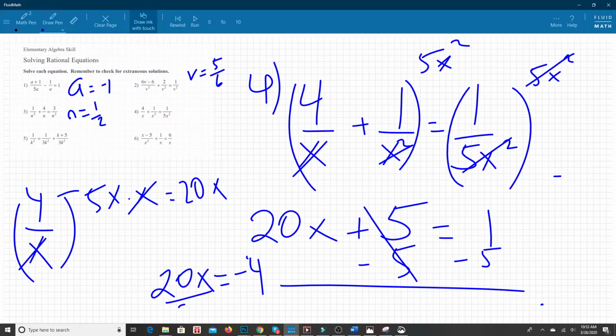Then I'm going to divide through by 20. Divide through by 20. And I'll have negative 4 over 20. And then I'll be left with negative 1 over 5. So x equals negative 1 over 5.